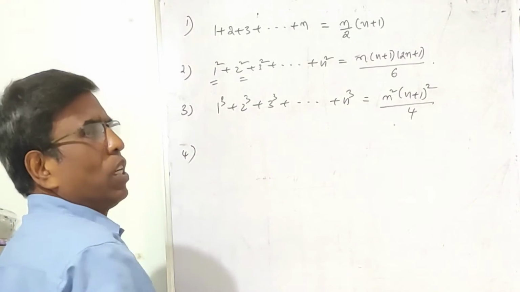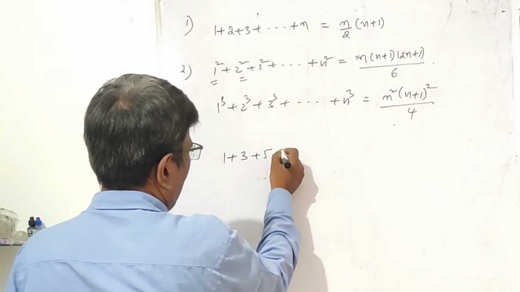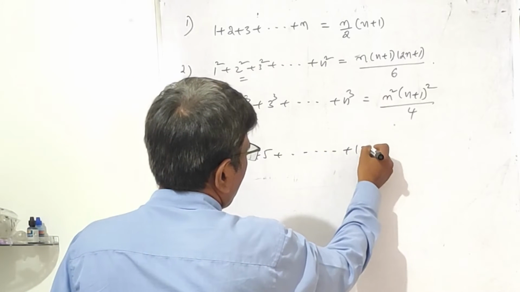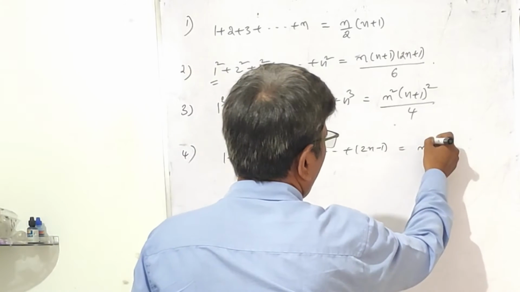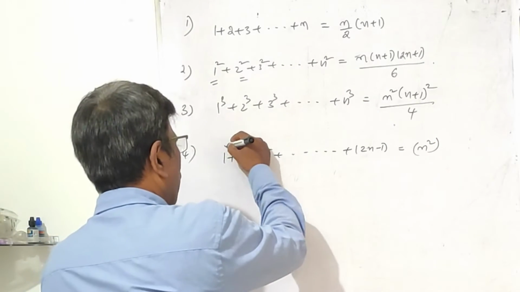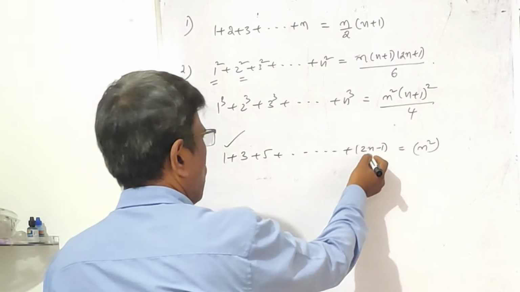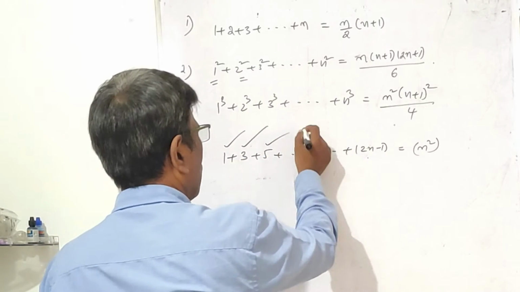Fourth formula is like this. Suppose 1, 3, 5 and so on. So 2n minus 1 equals how much? This is n square. This is the formula. When n is 1, 1 is the first odd natural number. When n is 2, it is the second odd natural number. When n equals 3, it is the third odd natural number.